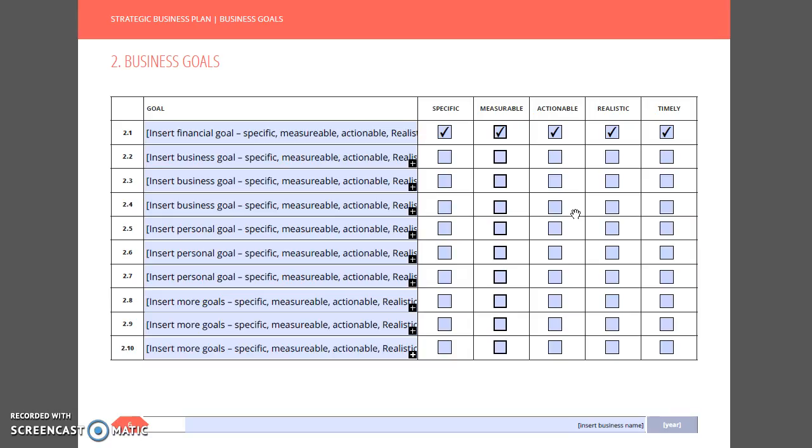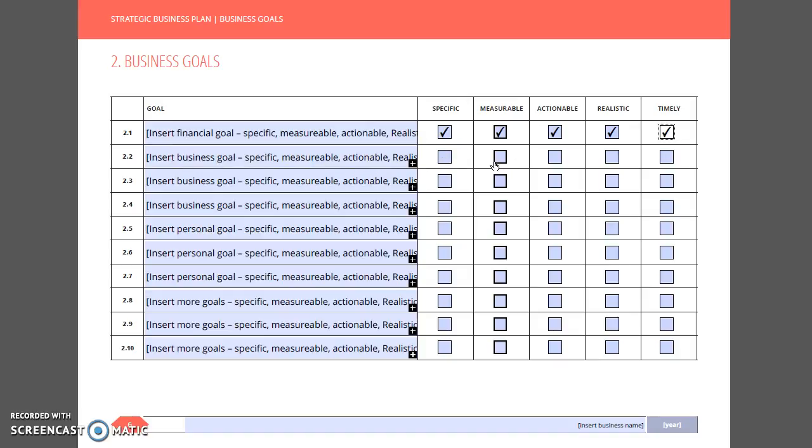Now, up front here, we put the big goals. These are the big 12-month goals. So in 12 months, and you might want to insert a financial goal here. So the goal needs to be specific, measurable, actionable, realistic, and timely.